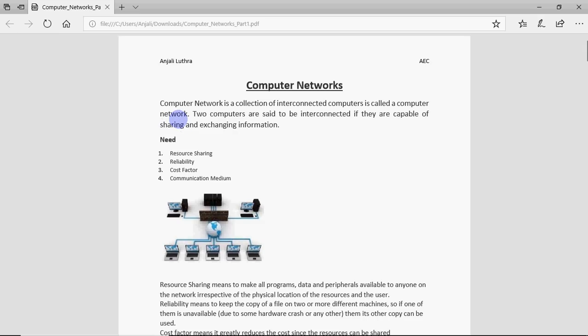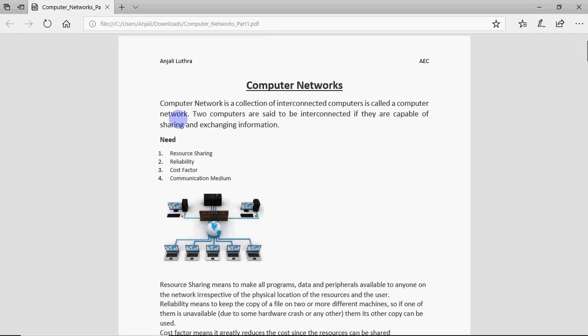So in your schools, in your colleges, in offices, everywhere we have this requirement that we should connect the computers with each other so that we can share the files which are stored there, and moreover we can share the resources. Now, how do we share the resources?